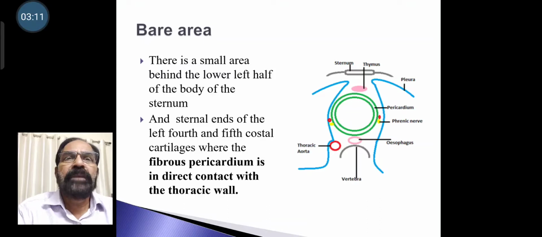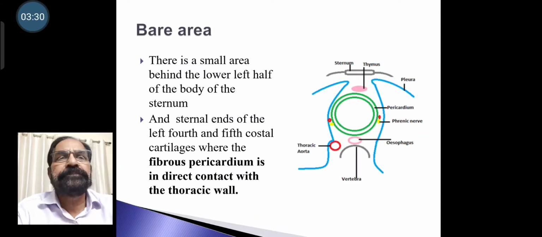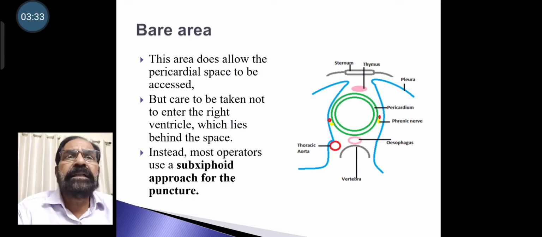Bare area. There is a small area behind the lower left half of the body of sternum and sternal ends of the left fourth and fifth costal cartilages, where the fibrous pericardium is in direct contact with the thoracic wall. This area does allow pericardial space to be accessed, but care has to be taken not to enter the right ventricle, which lies behind the space. Instead, most operators use subxiphoid approach for the puncture.